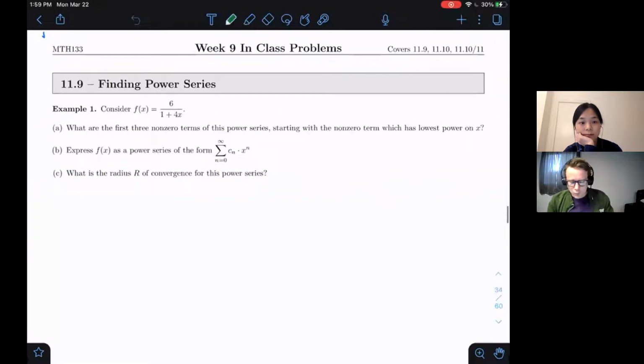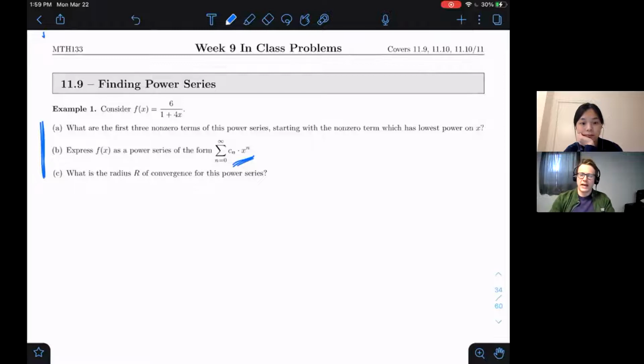Again, last time we were always given a power series. This time we're going to be creating our own power series, right? So here I have this broken down into very similar setups for WebWork and whatnot. It asks, what are the first 3 non-zero terms for the power series? Express it in a certain form here in the sigma notation.